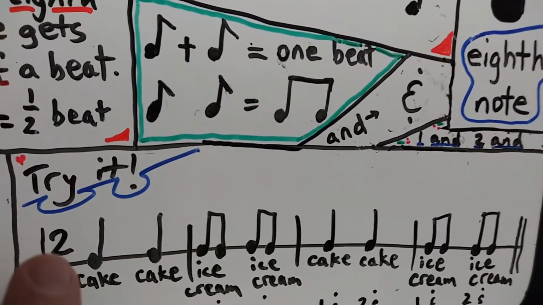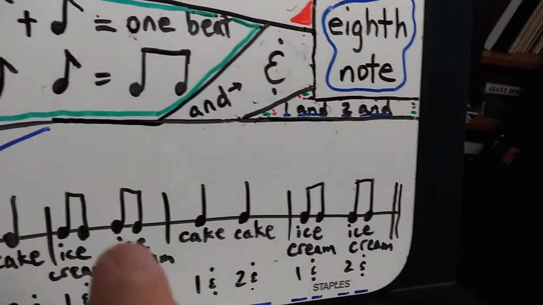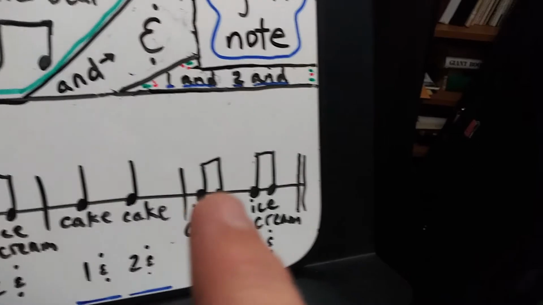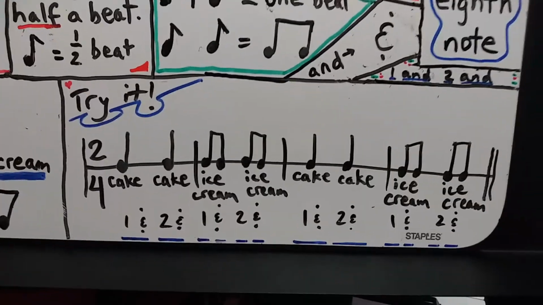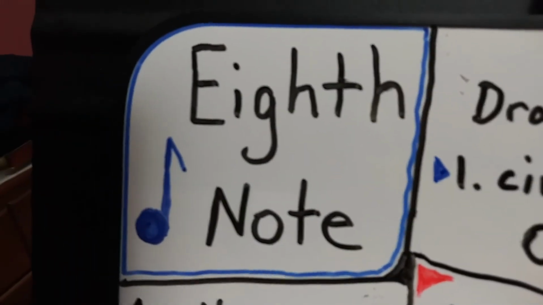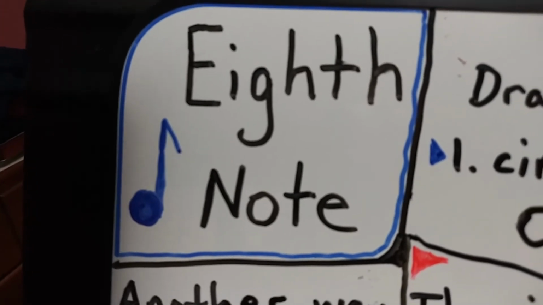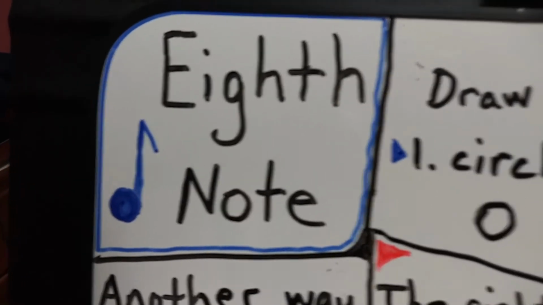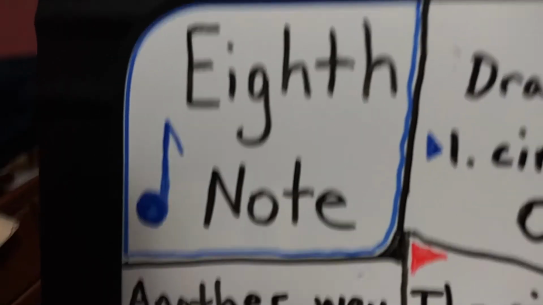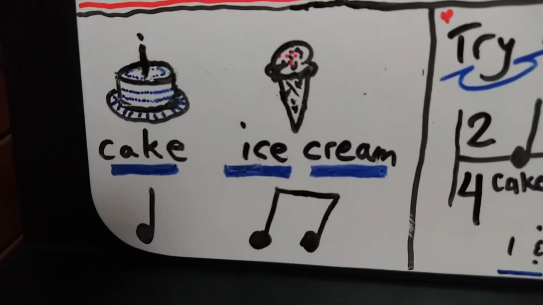We're using a 2 count. 1, 2. Cake, cake, ice cream, cake, cake, ice cream, ice cream. Was that hard? No, it wasn't hard, it was easy. Eighth notes are great. Eighth notes make music more fun, and it's kind of tricky, but we can play much more fun music if we know about eighth notes, and you're never too young to start learning about cake and ice cream, right? So let's try this one more time.